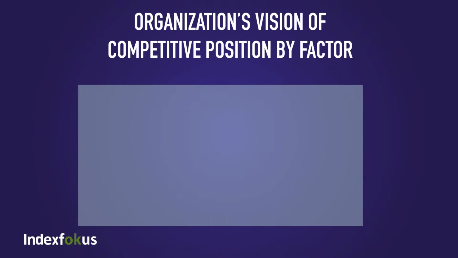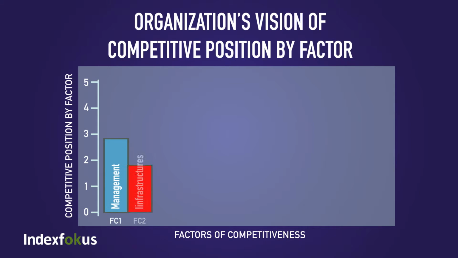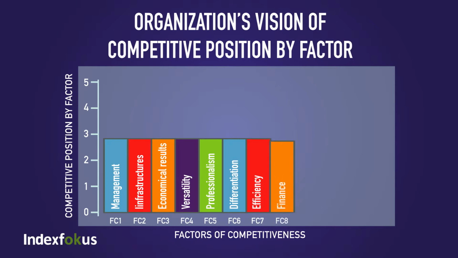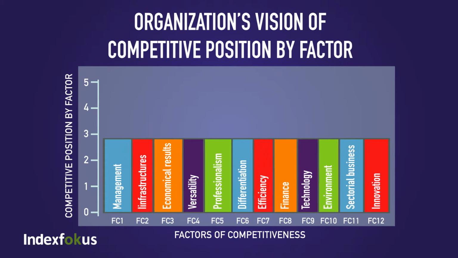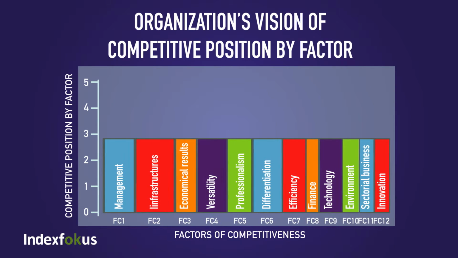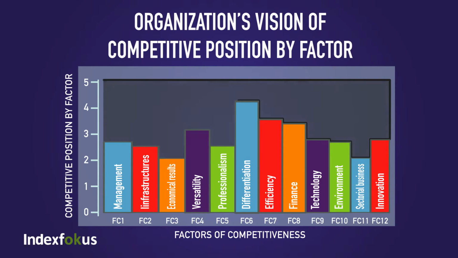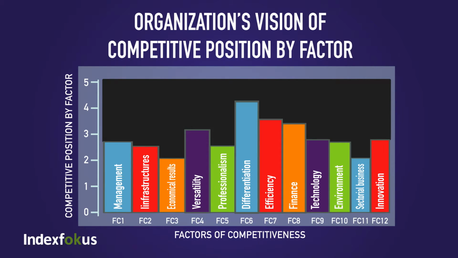The Indexfokus graph combines the results of the 2 evaluations to obtain a global vision. Each column is a factor. Their width varies according to the importance that the stakeholders have assigned to the factor in the market, while their height corresponds to the level of competitiveness assigned to the organization in each factor. The dark zone represents the organization's area of improvement and is the sum of its competitiveness gaps.